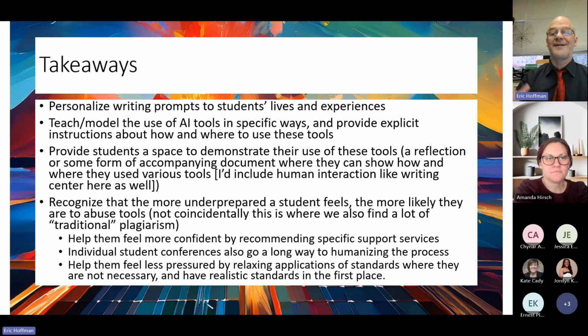Pick one of those steps or aspects and take half a class or a third of a class and run the students through how we can use these tools in productive sorts of ways. Third, provide students a space to demonstrate their use of these tools.